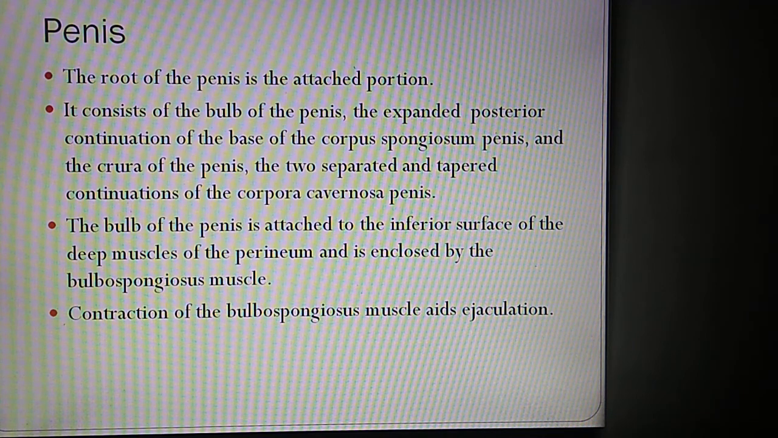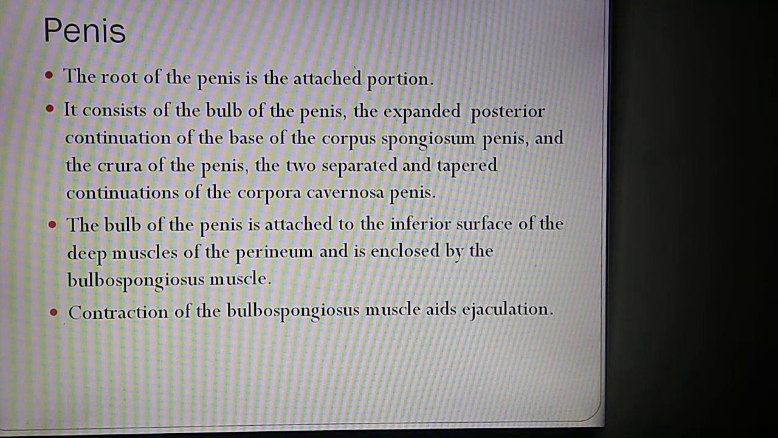The root of the penis is the attached portion. It consists of the bulb of the penis, an expanded posterior continuation of the base of the corpus spongiosum penis, and the crura of the penis, the two separated and tapered continuations of the corpora cavernosa penis. The bulb of the penis is attached to the inferior surface of the deep muscles of the perineum and is enclosed by the bulbospongiosus muscle. Contraction of the bulbospongiosus muscle aids ejaculation.